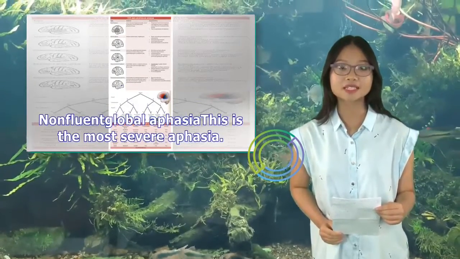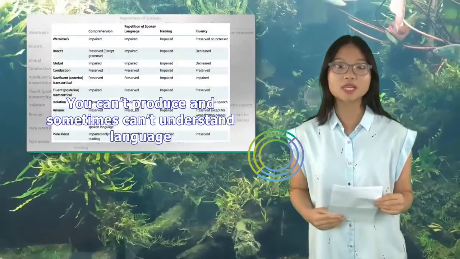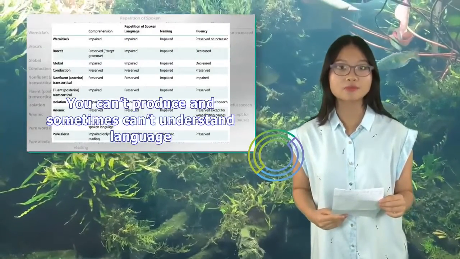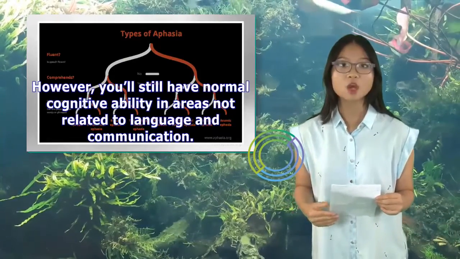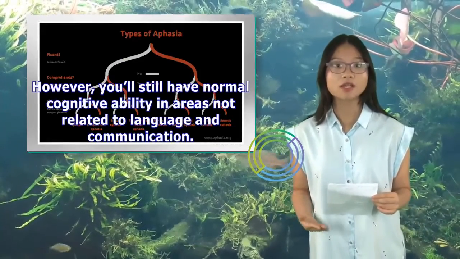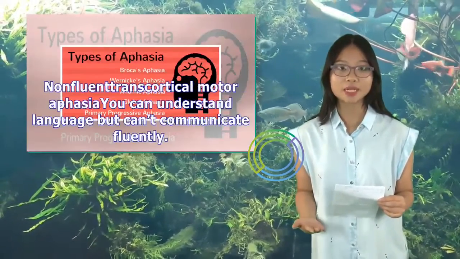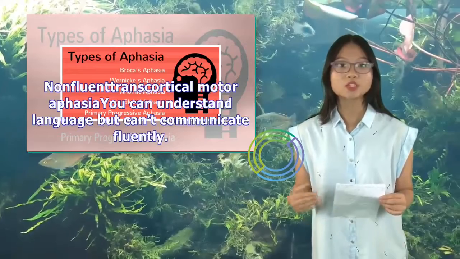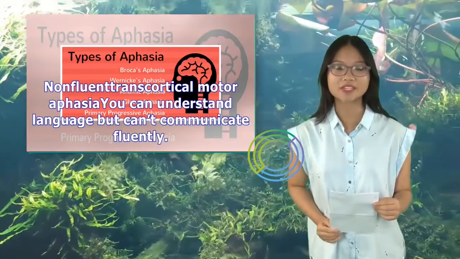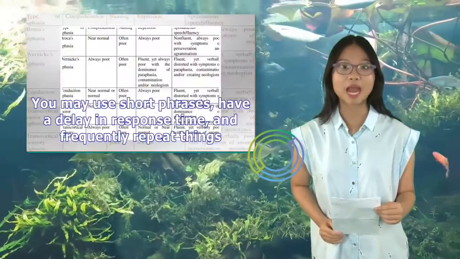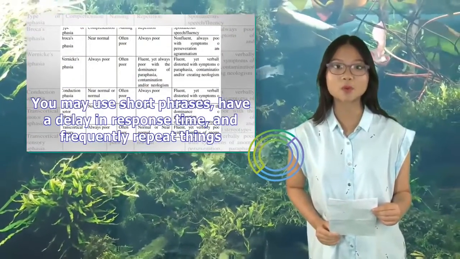Nonfluent global aphasia. This is the most severe aphasia. You can't produce and sometimes can't understand language. However, you'll still have normal cognitive ability in areas not related to language and communication. Nonfluent transcortical motor aphasia: you can understand language but can't communicate fluently. You may use short phrases, have a delay in response time, and frequently repeat things.